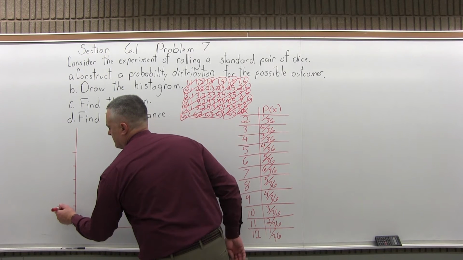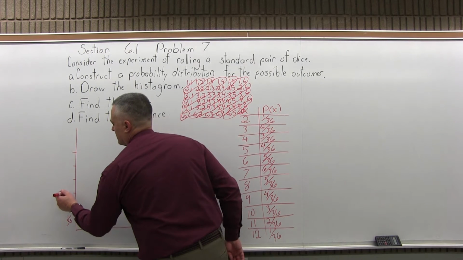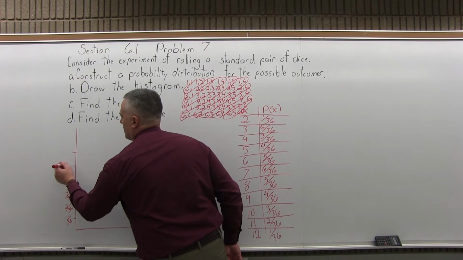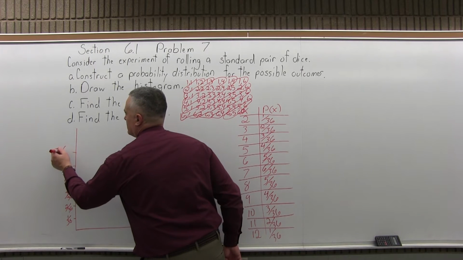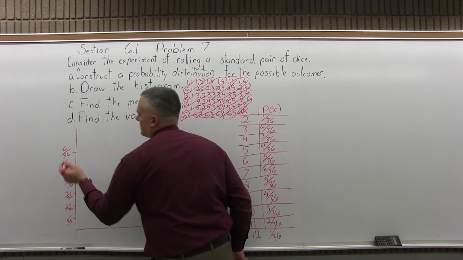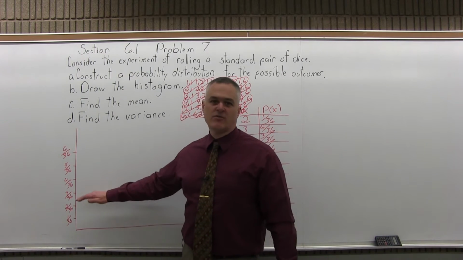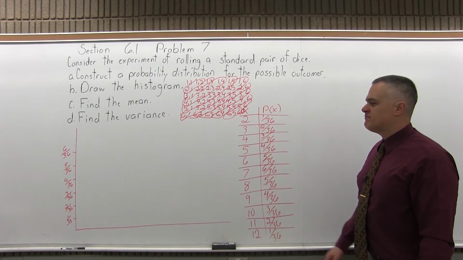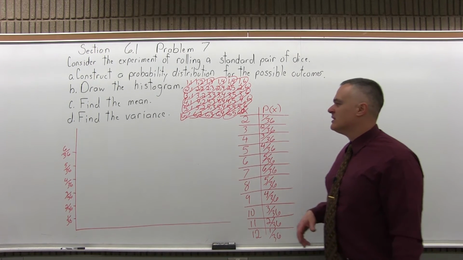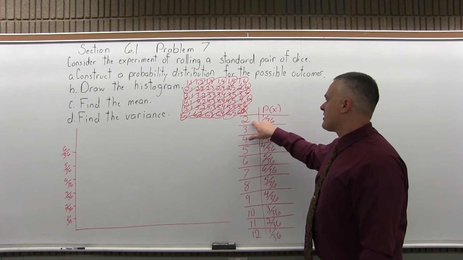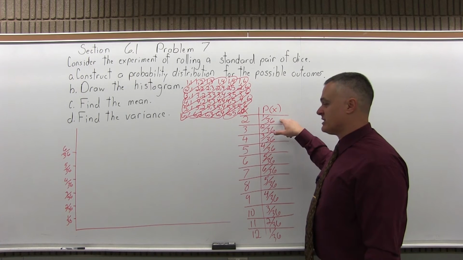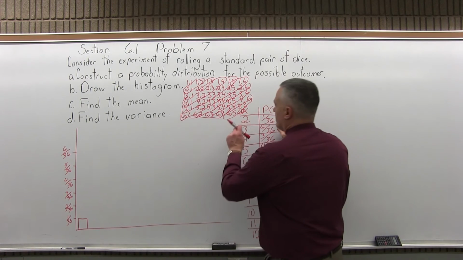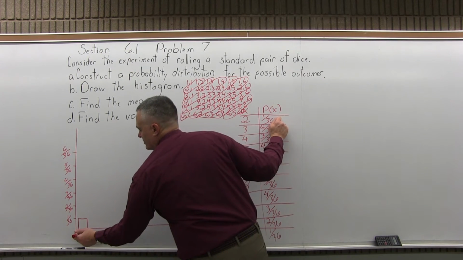One over 36, 2 over 36, 3 over 36, 4 over 36, 5 over 36, 6 over 36. And again, if you made them into decimals, you could go like 0.05, 0.10, 0.15, 0.20, 0.25 for as high as you have to go. But this is easier, and it's going to give me a good enough answer. So the first category, or first bar, has a height of 1 over 36. And the value from the first column goes right under the center of that bar, which will be a 2.